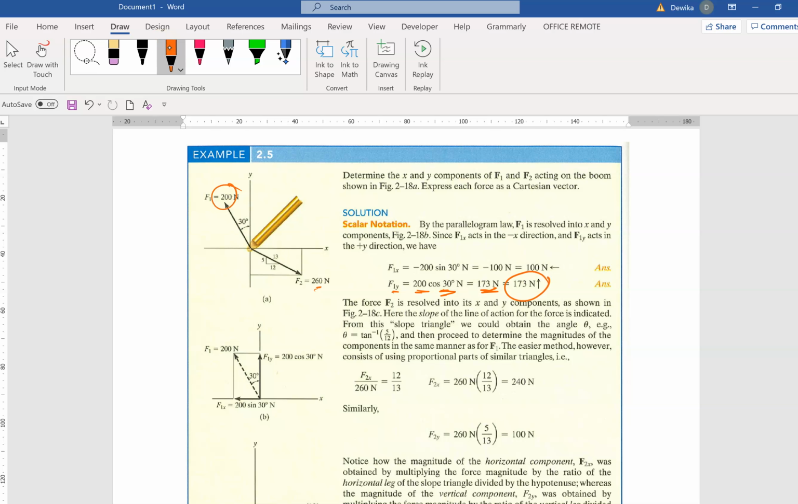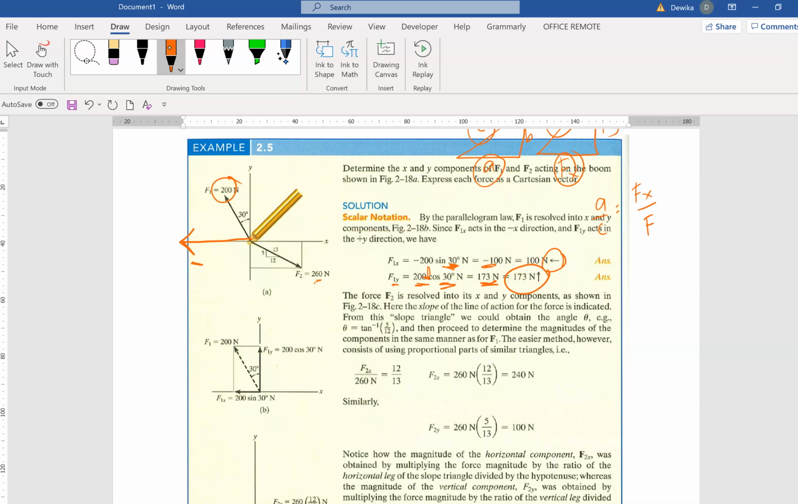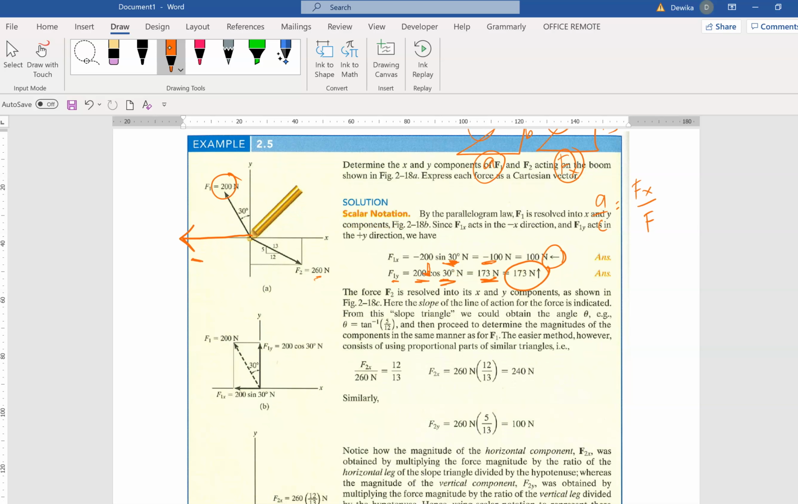So the same thing, if you drop here on the opposite side, it will be sine, yeah? This will be in the negative direction. Can you see that? It's negative direction, negative. Okay, so it will be 200 sine 30. Yeah, why have they taken negative? Because it's in the opposite direction.